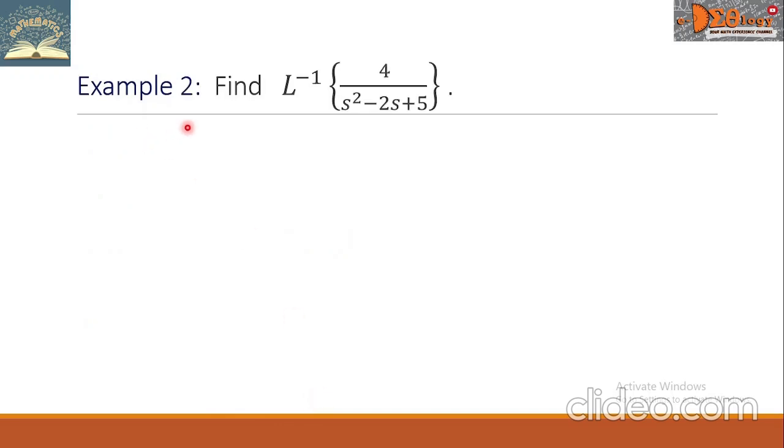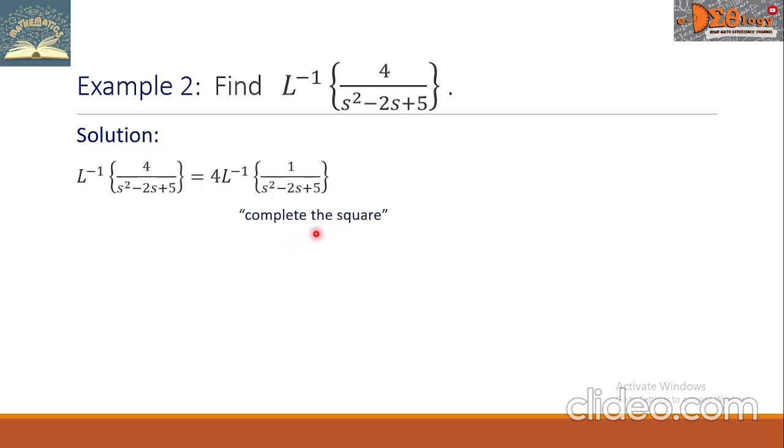Example 2. Find the Laplace inverse of 4 all over s squared minus 2s plus 5. Let us copy our problem down here. Let us show that this constant 4, we can pull it outside. So we have 4 times the Laplace inverse of 1 all over this trinomial. And then we will do the process of completing the square. Look at the first two terms here. This is s squared minus 2s.